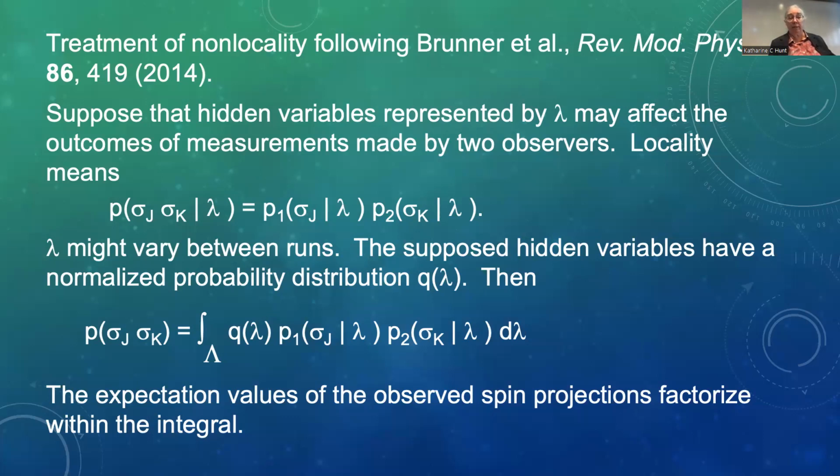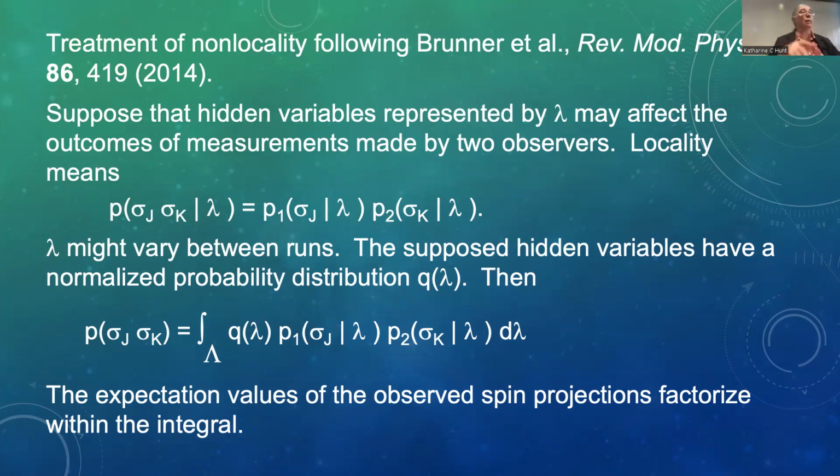So the definition they use for locality is that if you have some hidden variables lambda, the probability of the average sigma j, sigma k splits into the probability just for observer 1 of sigma j contingent on the hidden variable, and the probability of sigma k for observer 2, again, contingent on the hidden variable.